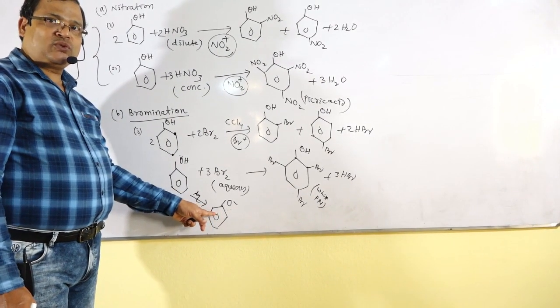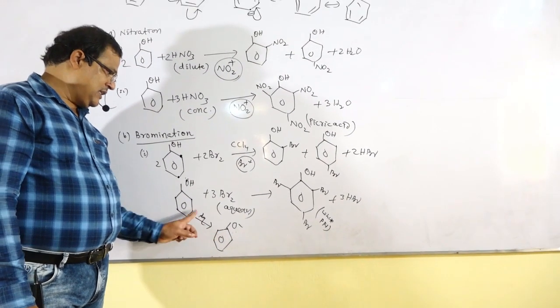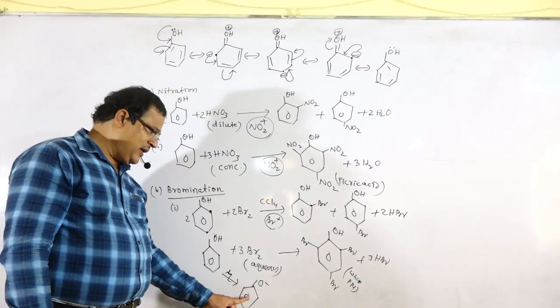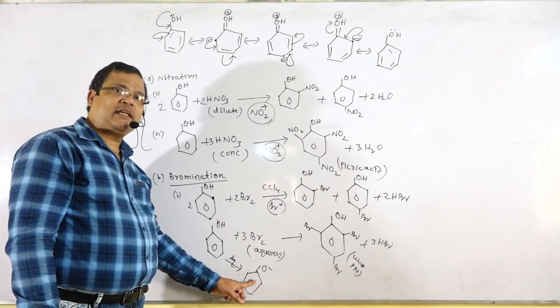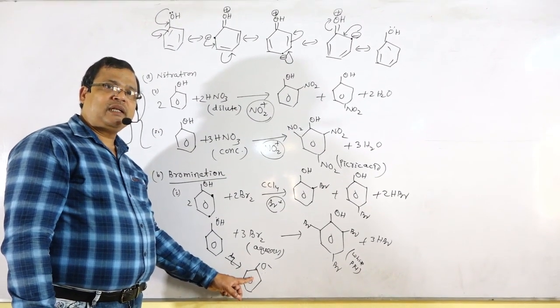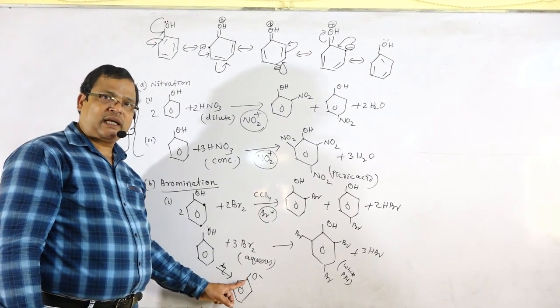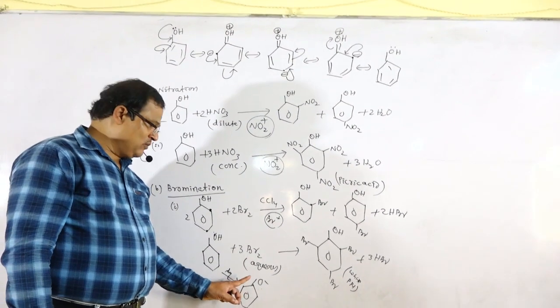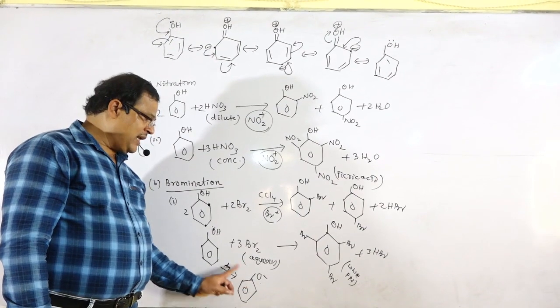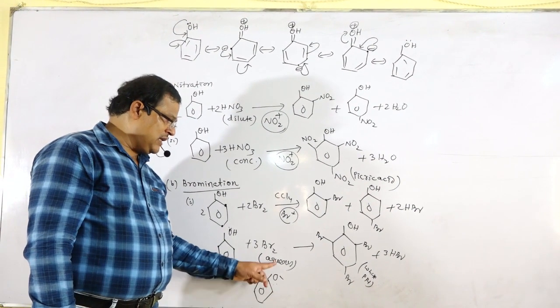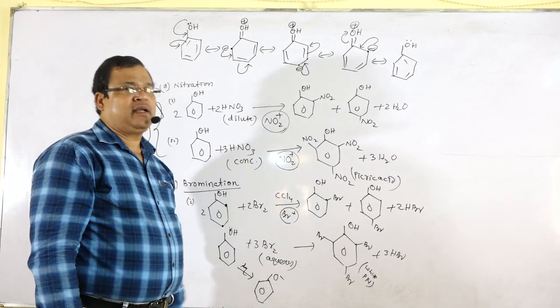So among these two, phenol and phenoxide ion, phenoxide ion has more directing power. Therefore, in aqueous medium, since phenol has the ability to form phenoxide ion, which has more directing power than phenol, all the ortho and para positions will get occupied by bromine.